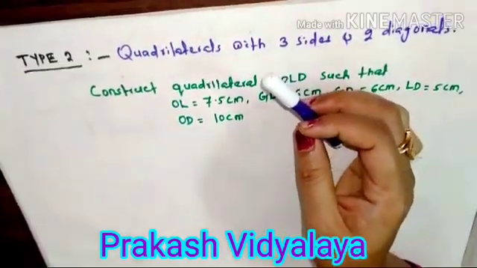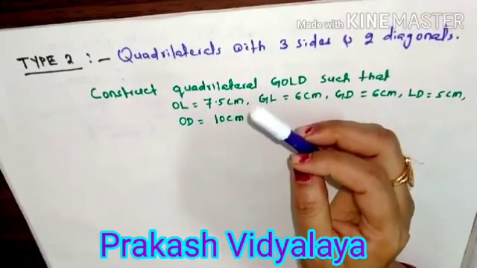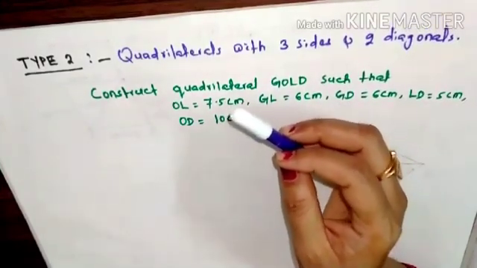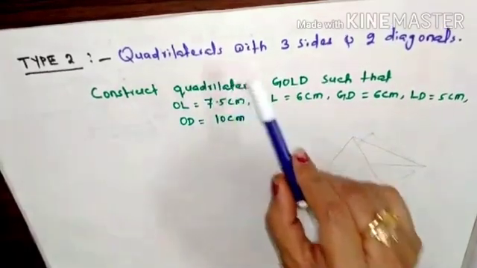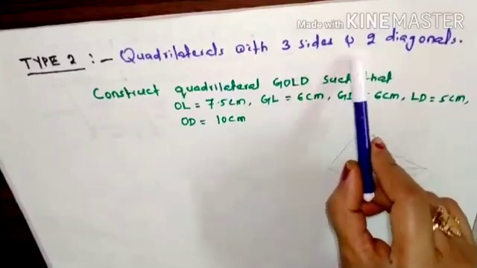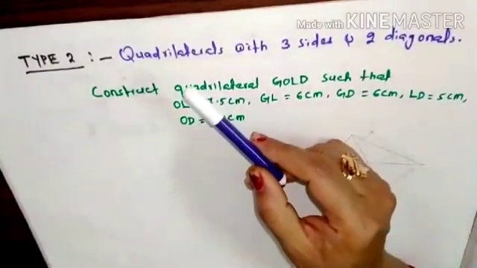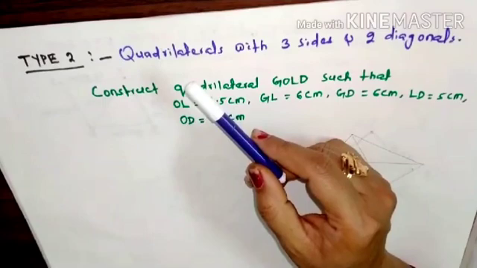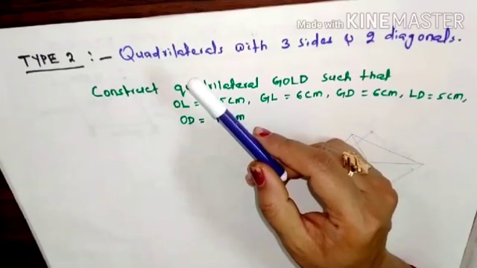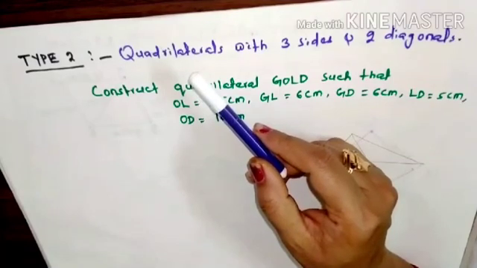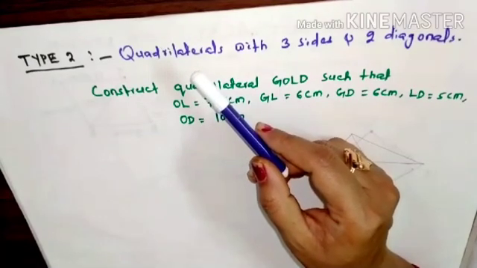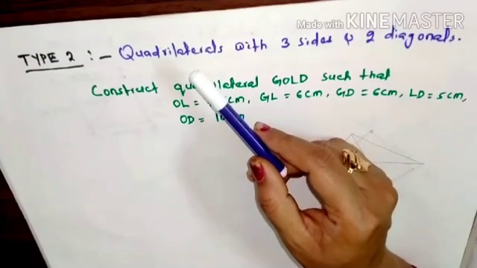Let us now look at type 2. We would construct a quadrilateral, but in this type not all sides would be given, something else will be given. So here, quadrilaterals with 3 sides and 2 diagonals. Instead of one diagonal, now we will know both the diagonals, but this time we will not know all 4 sides. We will just know 3 sides. Let us see in this case how we go about it.